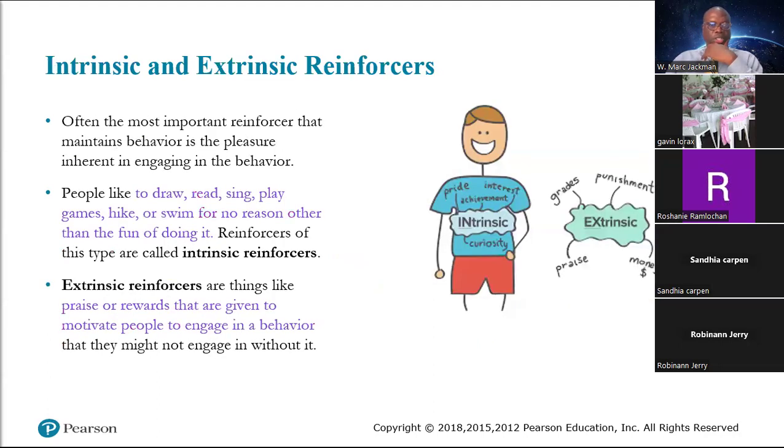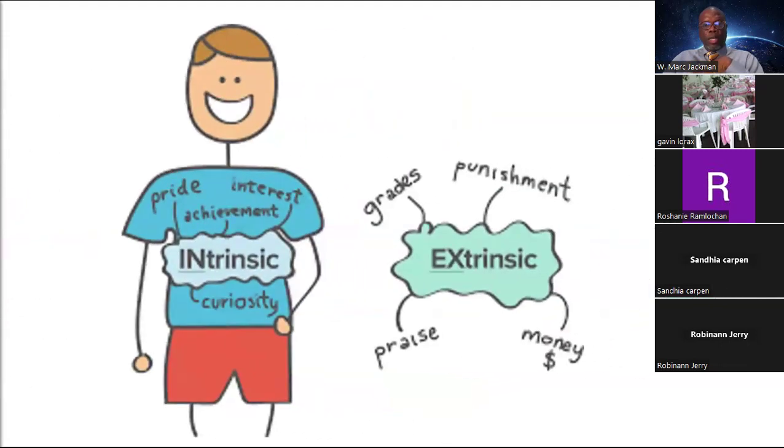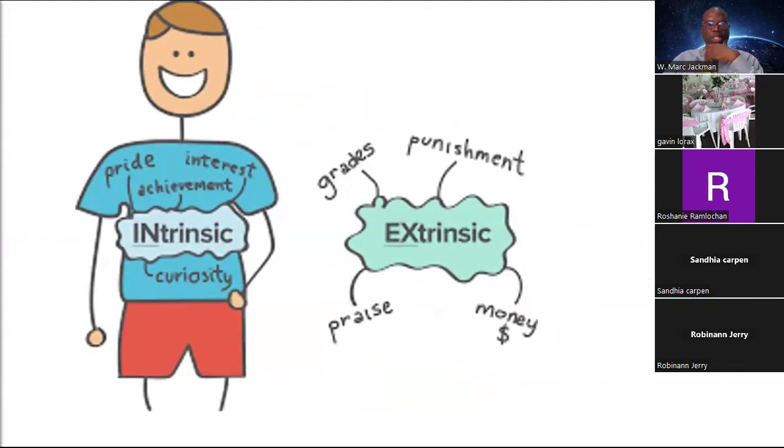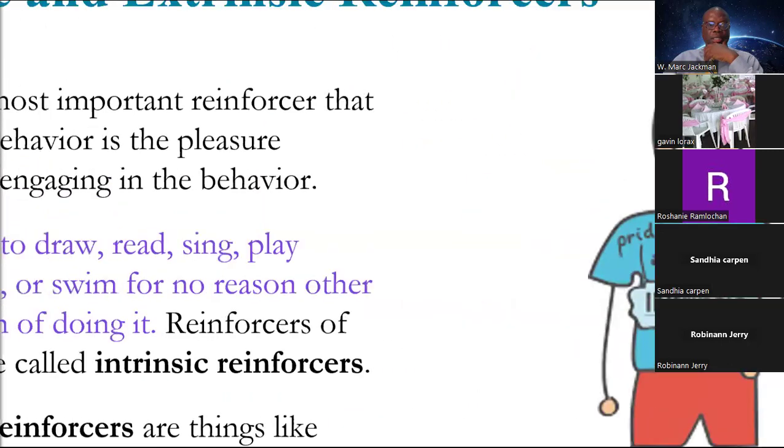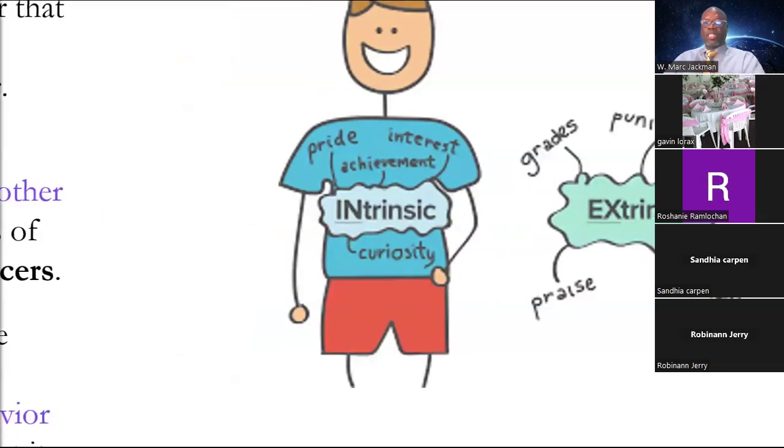They have intrinsic and extrinsic reinforcers. The intrinsic reinforcers, as can be seen in the picture here, would be things like their own pride, their interest in their work, their achievement, their want to achieve, their curiosity. That's intrinsic. They're rewarded from the inside based on satisfaction of these emotions or these aspects, right? Whereas extrinsic reinforcers would be things like punishment, grades, praise, money, because all of these things are coming from the outside as consequences of the behavior.